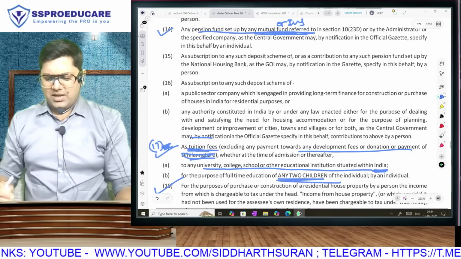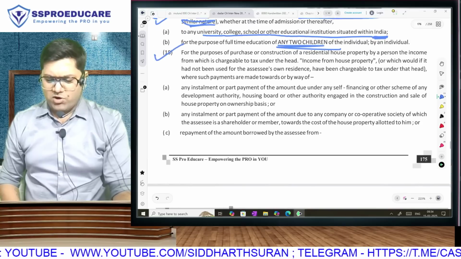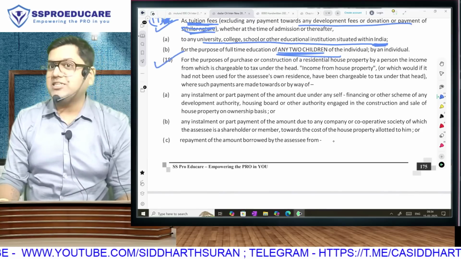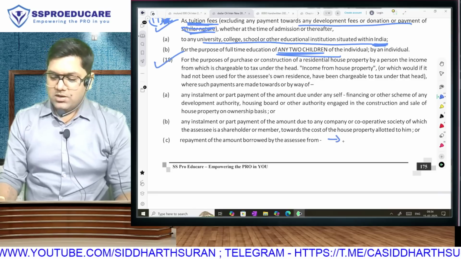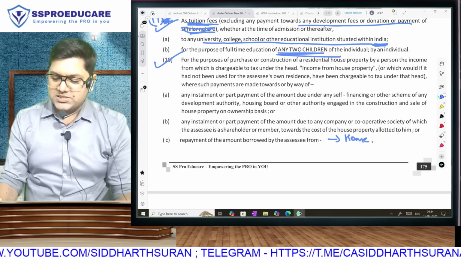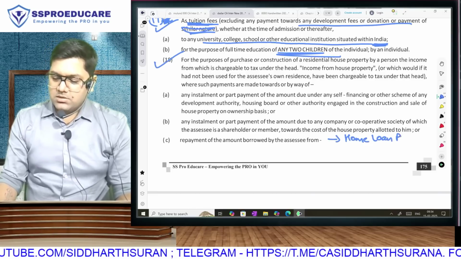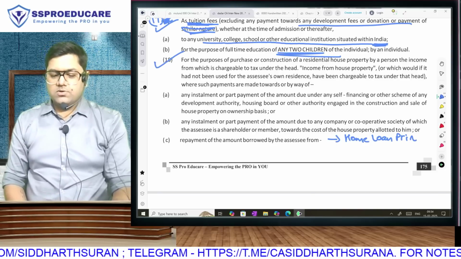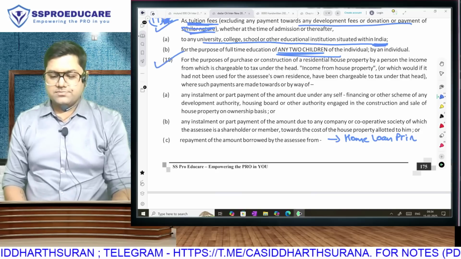Yes, I have told you to read everything. But if you want me to make it simple and easy for you, let me be clear about the following things. Let me summarize point 18 for you in short. This deduction is for your home loan principal.